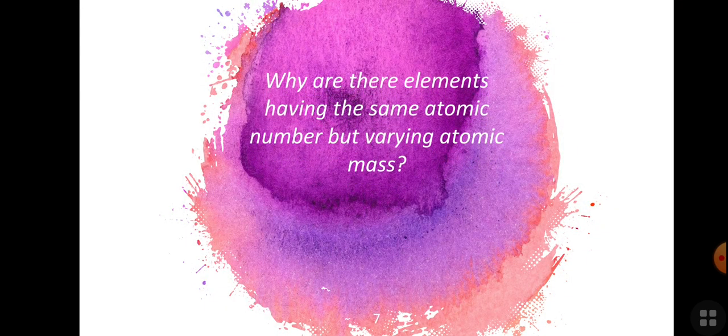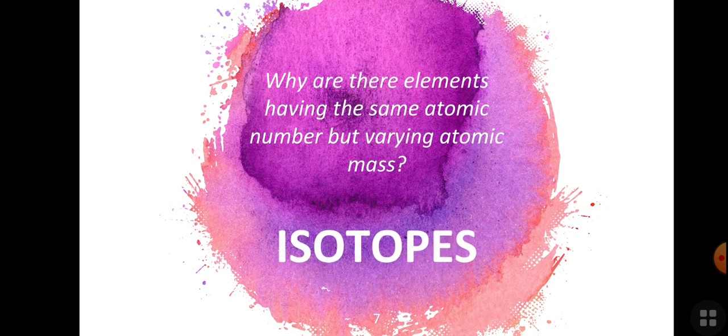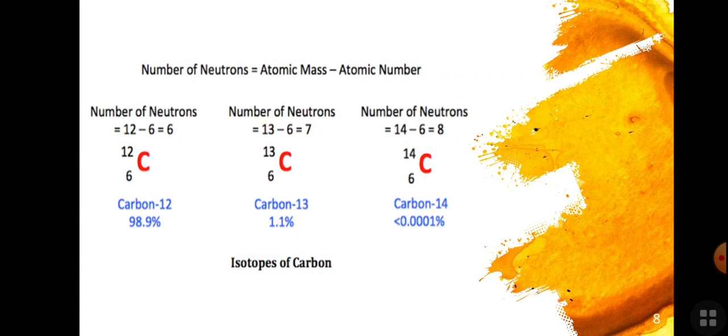So, yung sinasabi ko kanina, why are there elements having the same atomic number but varying atomic masses? It is due to the presence of isotopes. When we say isotopes, these are elements having the same atomic number but different atomic masses. So, iba-iba yung kanilang atomic masses. And why is that possible? That is due to the difference in their neutrons in their nucleus. So, dito tingnan natin the formula for looking for the neutrons: neutrons is equal to the atomic mass minus the atomic number.